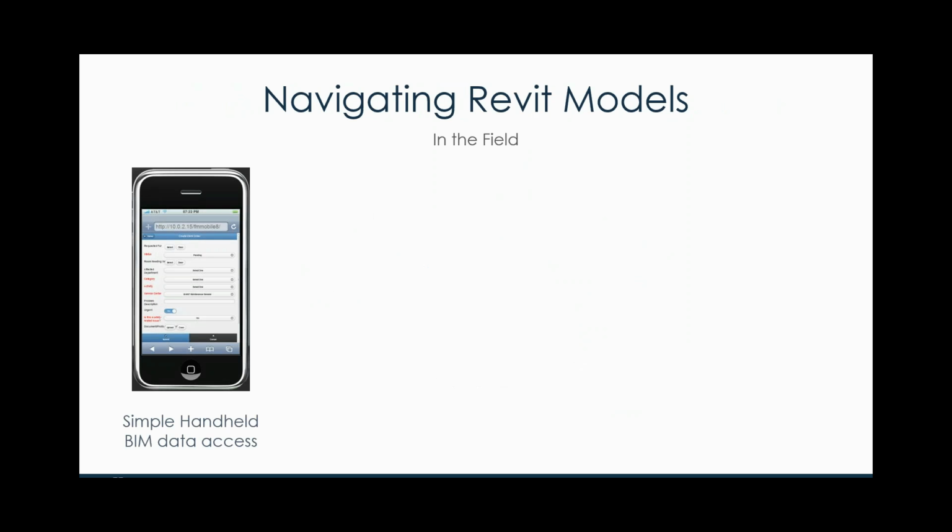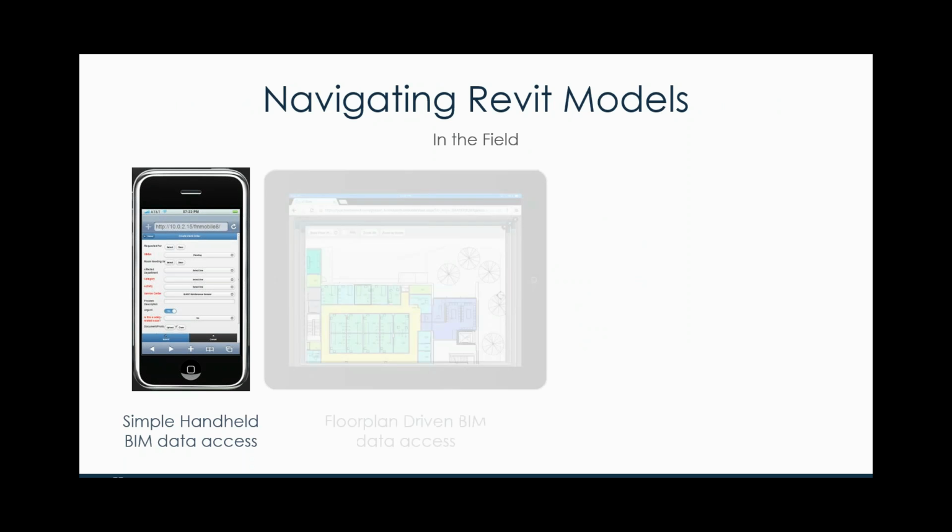All right, so navigating Revit models in the field. There's really multiple ways that we see our customers using this. One is simple handheld BIM data access, being able to walk up to a piece of equipment, type in perhaps its asset ID or perhaps even barcode scan it and instantly bring up that equipment record. Add things like serial numbers, take a photo, and that's probably the simplest way to be able to do this through a small handheld device.